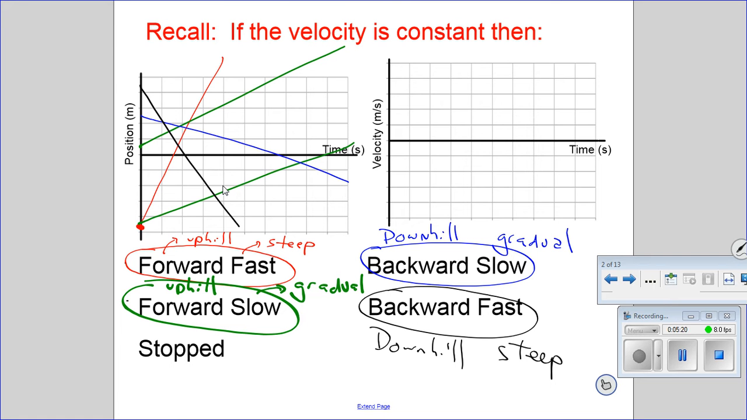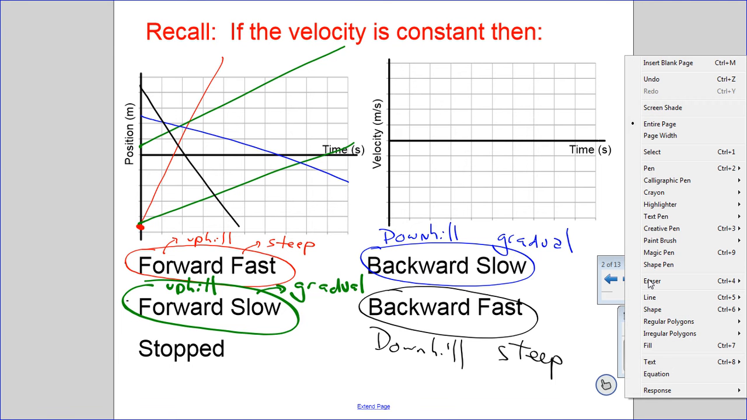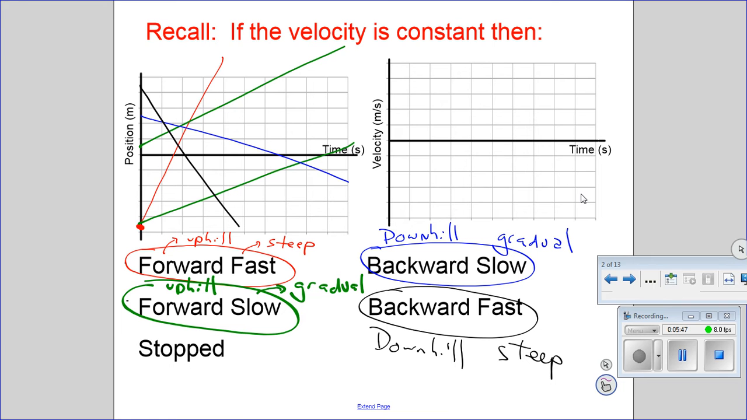All right. Now, I skipped one. If you're stopped, remember you guys, this is a position time graph. If you're stopped, what's your position going to do? Not necessarily zero. It's going to be constant. Now a lot of you said straight. These are all straight. Horizontal. If you are stopped, you're going to get a horizontal line. So let's do this one in, I don't know, purple.